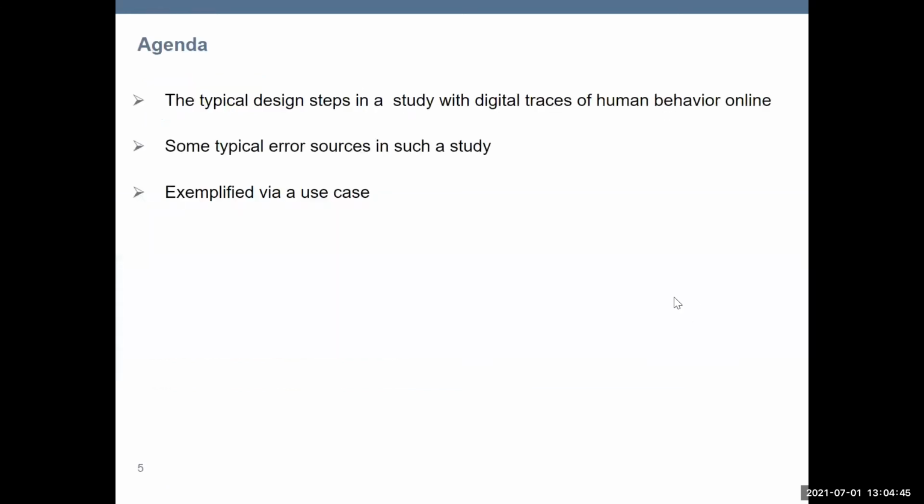So that's exactly the content points we're going to cover today: the typical design steps in a study with digital traces of human behavior online, and then some typical errors. And we're going to do this on a use case, one study plus some extensions that one could imagine, to make it more graspable for you.